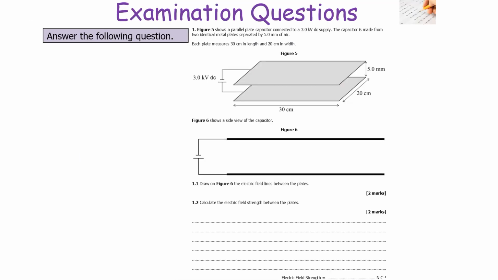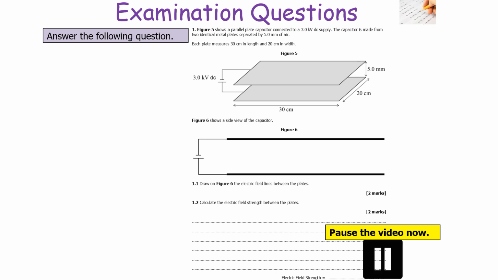The first question says, Figure 5 shows a parallel plate capacitor connected to a 3 kilovolt DC supply. The capacitor is made from two identical metal plates separated by 5 millimeters of air. Each plate measures 30 centimeters in length and 20 centimeters in width. Figure 6 shows a side view of the capacitor. Draw on Figure 6 the electrical field lines between the plates, then calculate the electrical field strength between the two plates. So pause the video now, then unpause the video when you want to go through your answer.